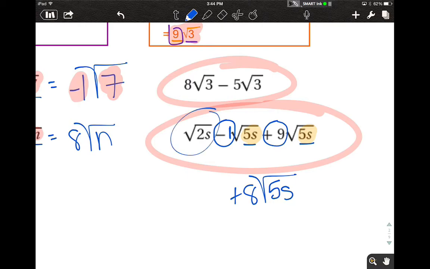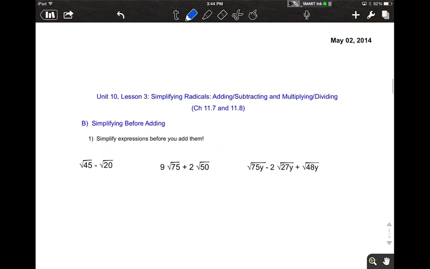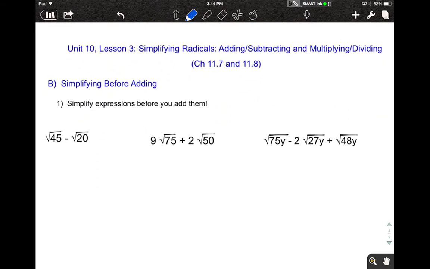And then can this one get added together? Well, I don't really think so because it's a 2s and a 5s. The things that are underneath are just a little bit different, so be careful. Square root of 2s plus 8 root 5s. Okay, so that's the basic idea of adding and subtracting. We have lots of different things we could add or subtract.